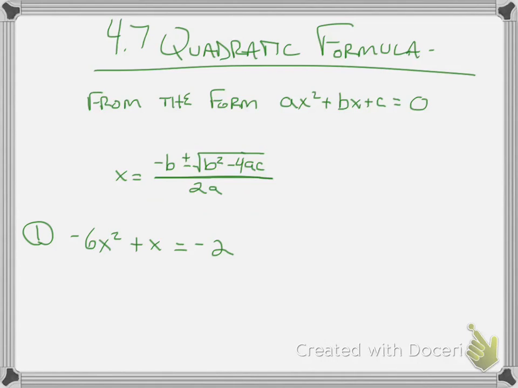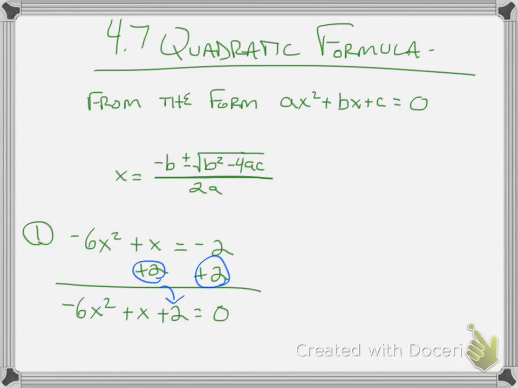I'm first going to get this equation in the right form, which means I need to add the 2 to both sides. So I have negative 6x squared plus x plus 2 is equal to 0. Make sure you're putting whatever you're moving in the right order. This 2 was my constant, so I put it in the C spot on the end.